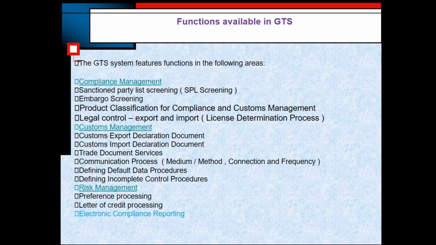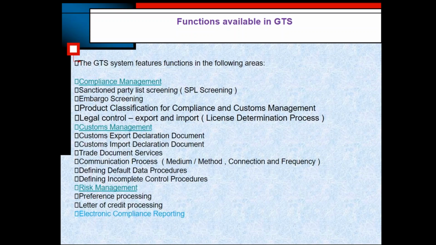Just a few minutes back we understood that the license assignment process will be taken care of by the license determination process, which is available in compliance management. And just a minute back we understood that, in order to validate or verify the business partner country, the SAP GTS module provides an application area called embargo screening. So what does this embargo screening do?